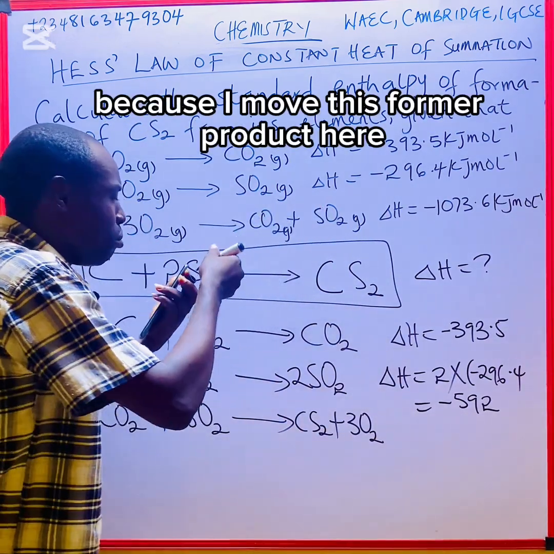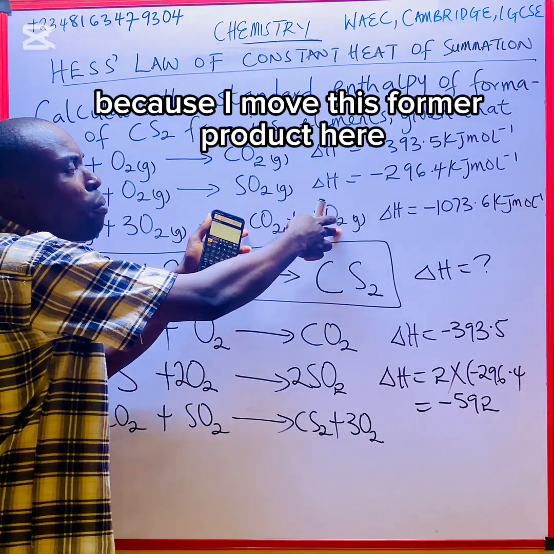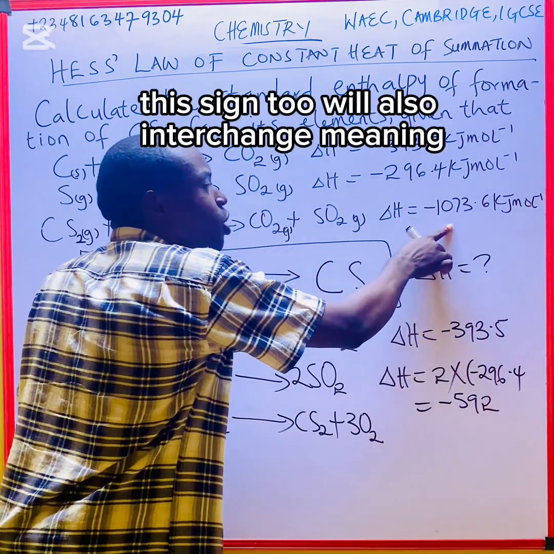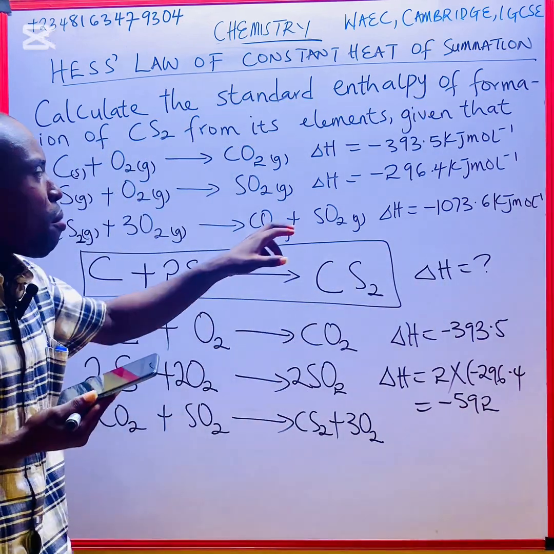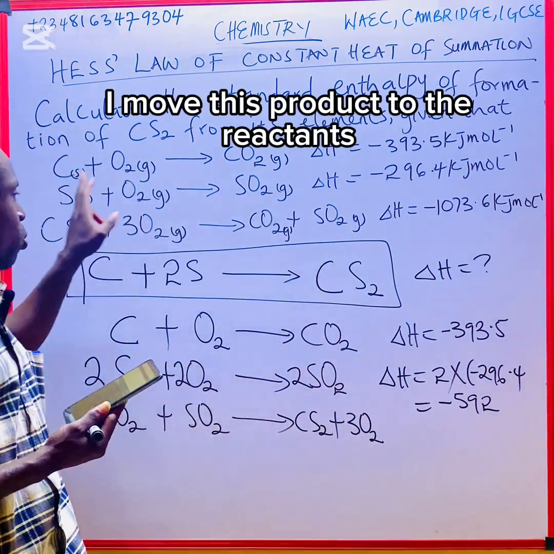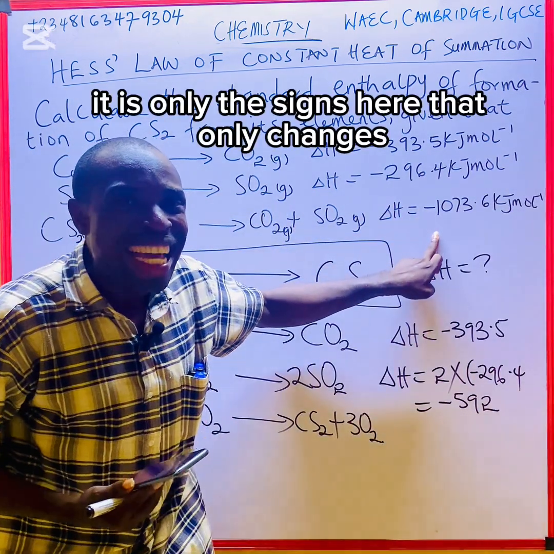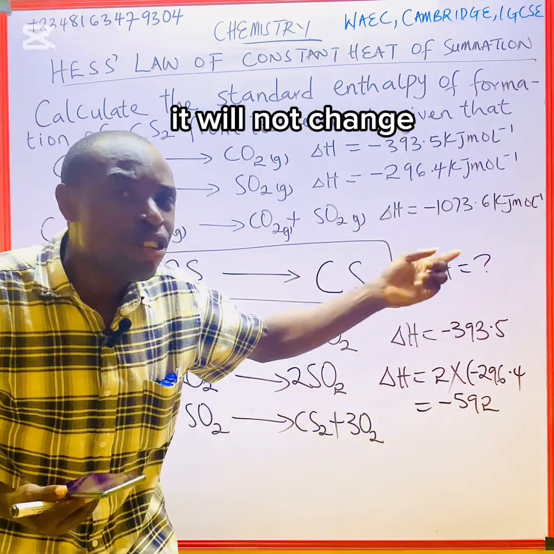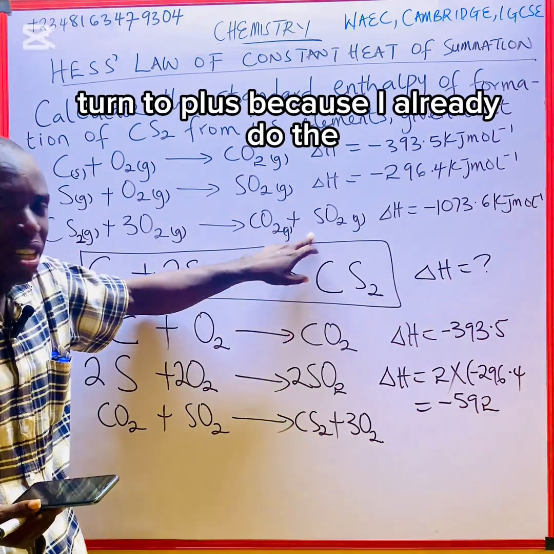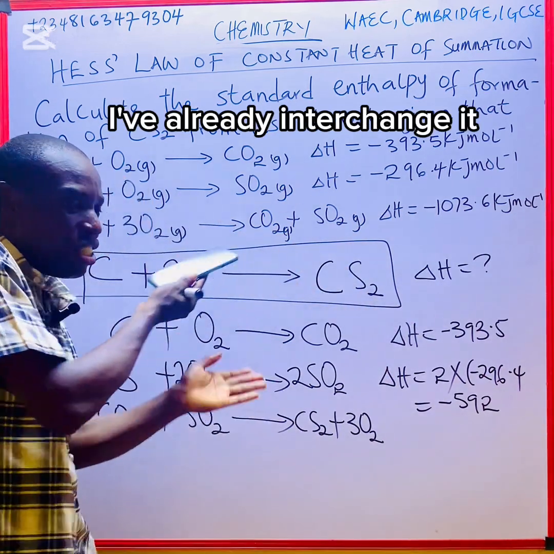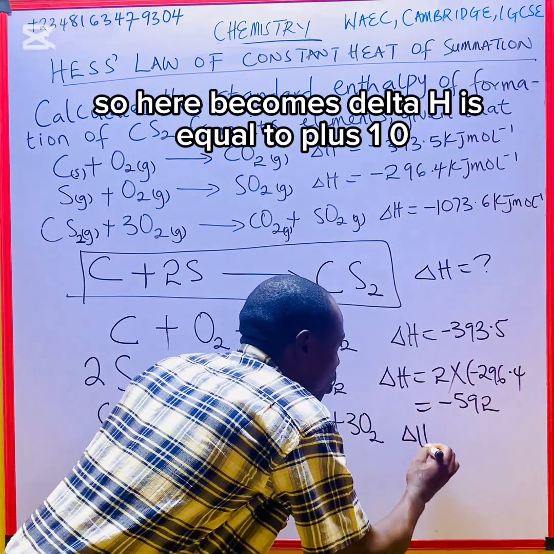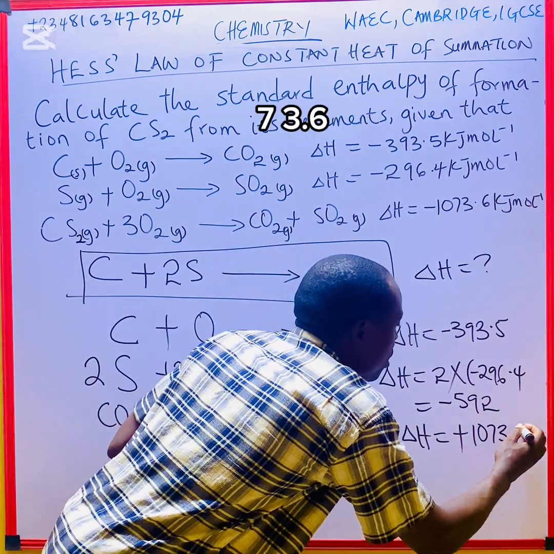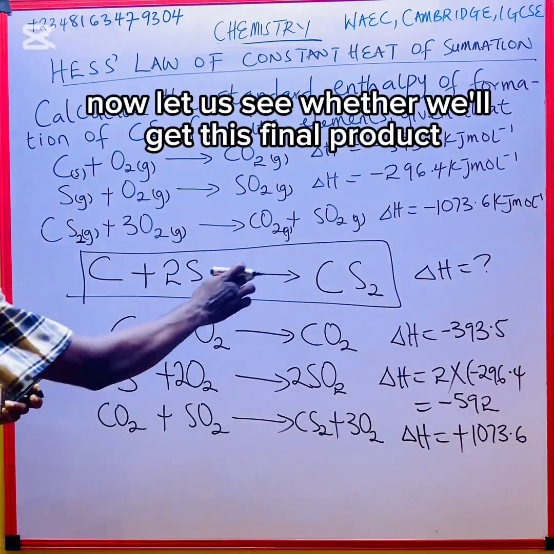Now please take note. Because I move this former product here to now be in the reactant, or because I interchange it, this sign too will also interchange. Meaning, I move this product to the reactant. It is only the signs here that change. Meaning, if I was having negative before, it will now turn to plus because I've already interchanged it. So here delta H becomes equal to plus 1073.6.